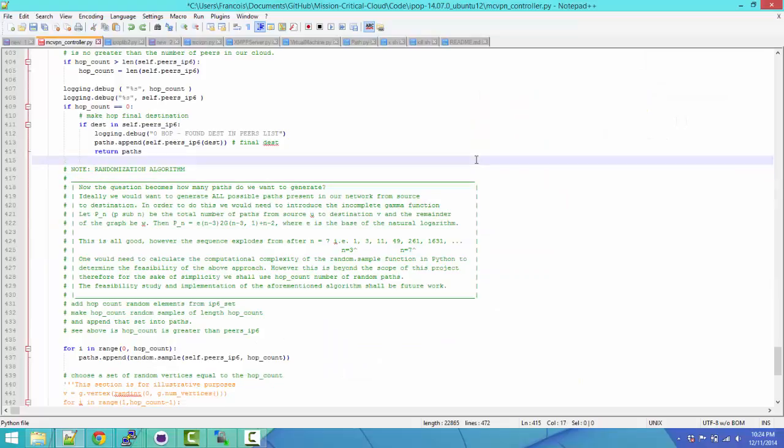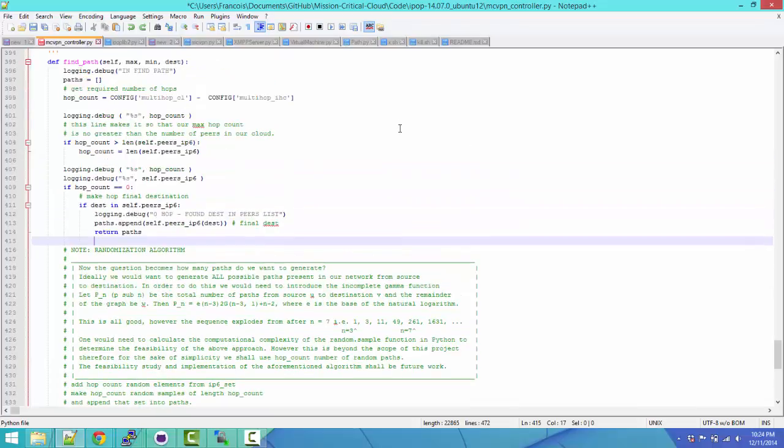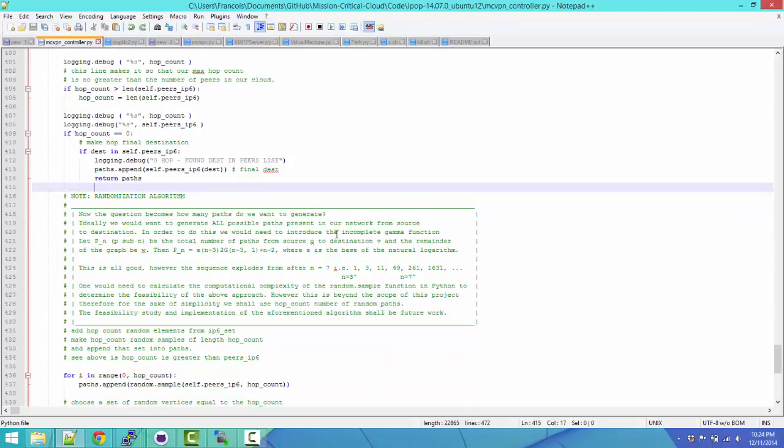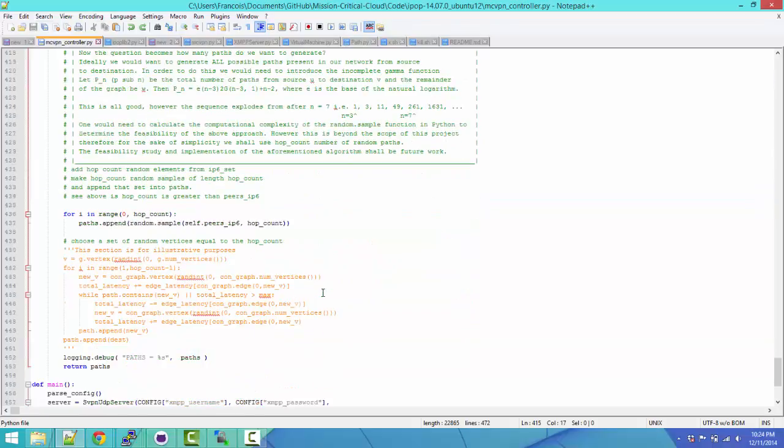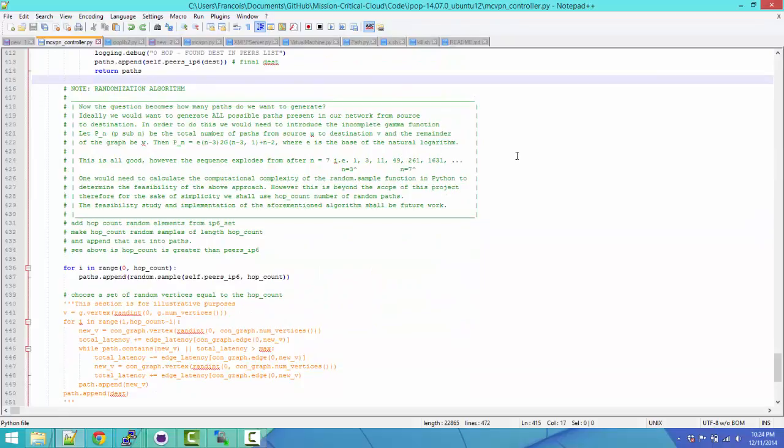One of the other shortcomings of this project is actually mentioned inside the find path function inside the MCVPN controller, and it involves the computational complexity of finding all possible paths within our complete network. The result of this function grows exponentially, so it's not really feasible to try to calculate all possible paths in one go. However, we do have some flexibility because we do assume that our graph is complete.